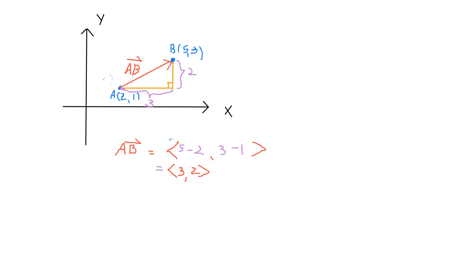It appears that if we want to get the components of a vector between two points, a starting point and an ending point, we just subtract the coordinates. We subtract the coordinates. And of course, this would extend to vectors of three dimensions as well.